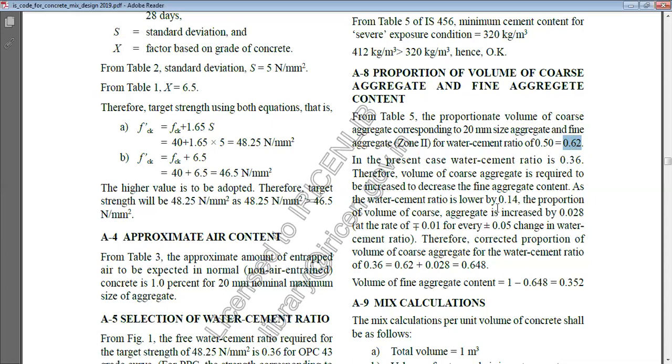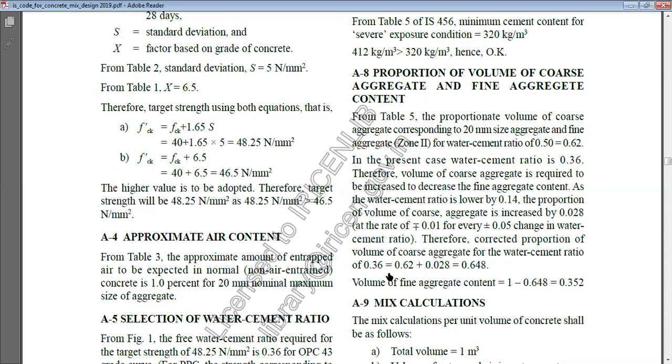So we got a difference from 0.5 to 0.36, which is 0.14. We are decreasing the water content, so the water cement ratio is going to decrease by 0.14. Hence, the volume of coarse aggregate you need to increase is by 0.028. Based on this table, for 0.36, we take 0.62 from here, plus you need to increase 0.028.